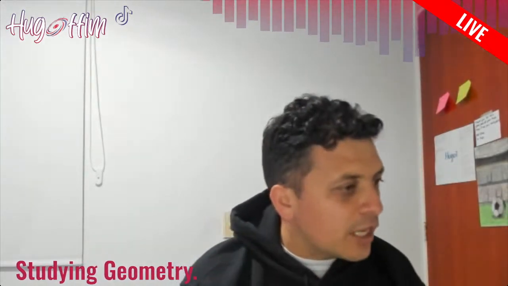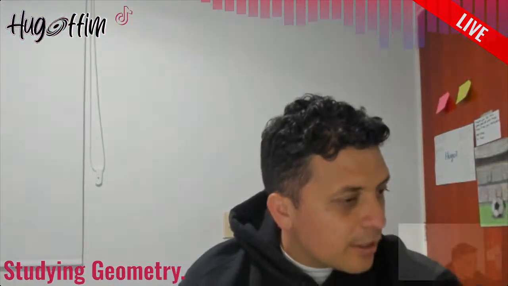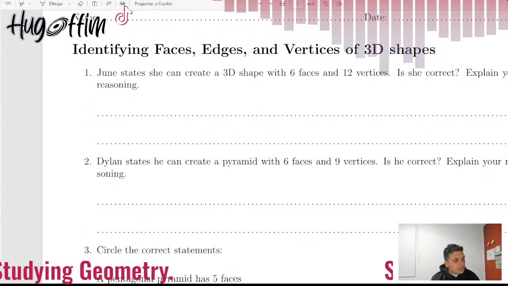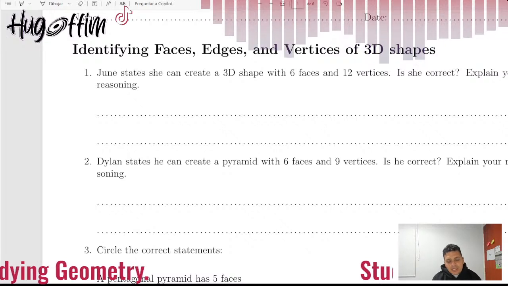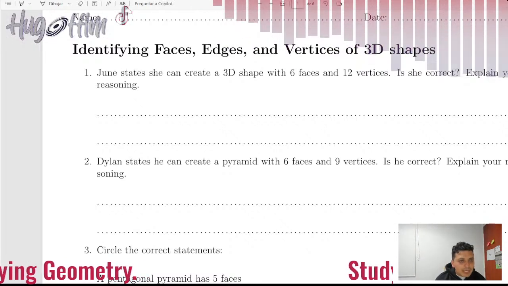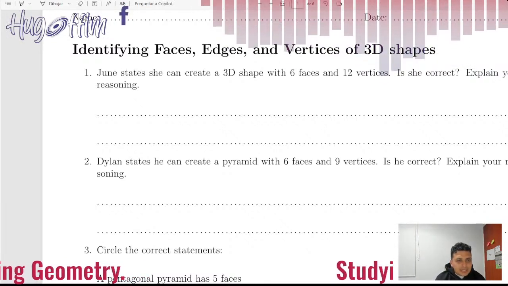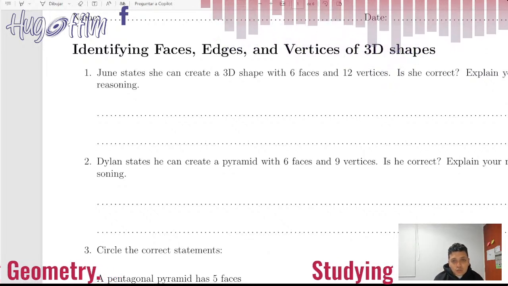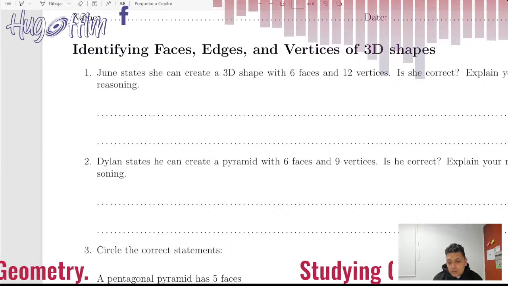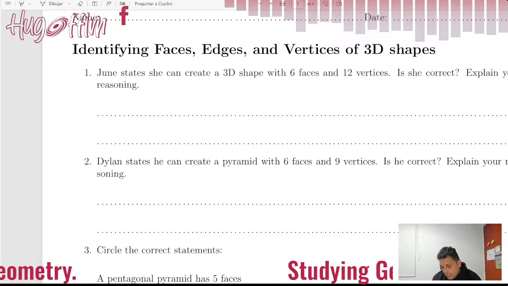And we're going to start now with our questions for today. First, we're going to identify faces, edges, and vertices of 3D shapes. The first question says that June states that she can create a 3D shape with 6 faces and 12 vertices. And we want to know if she's correct.